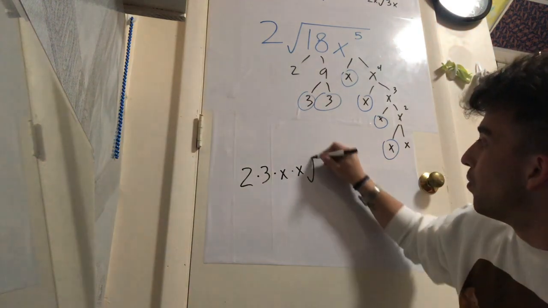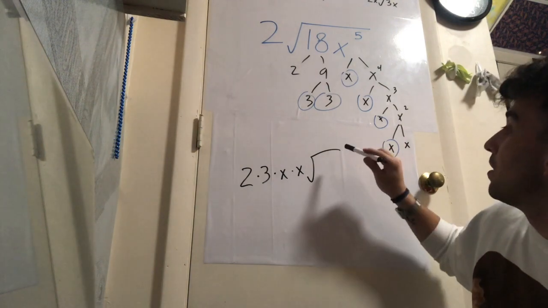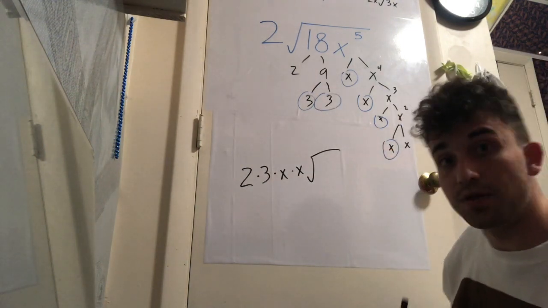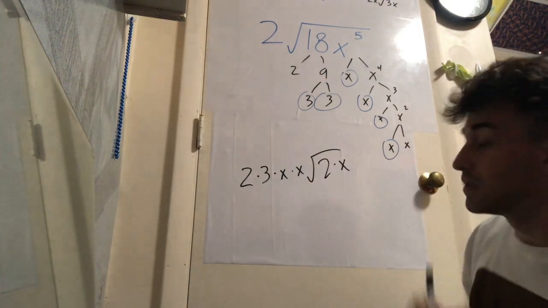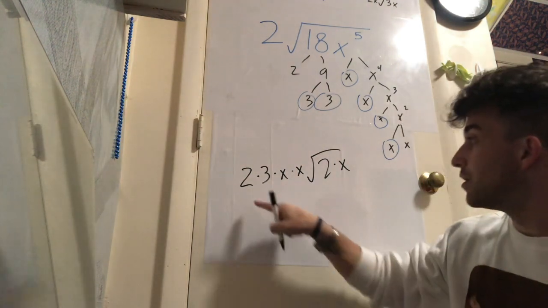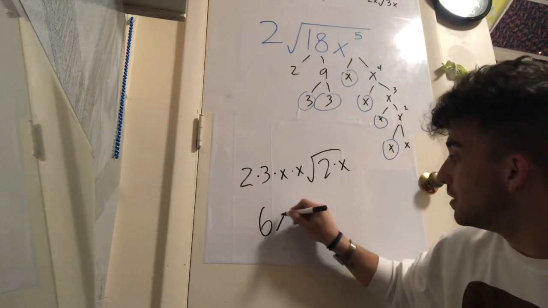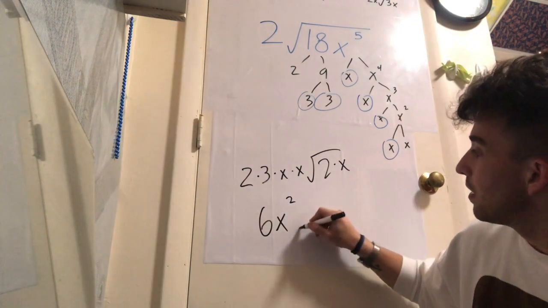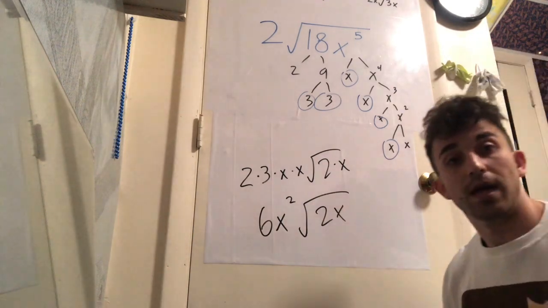and then we got to see what is left inside. We have this other 2 that's still there, 2 times, and this other x that is still there. So if we simplify all of this, we're going to have 2 times 3 is 6, x times x is x squared, and then our radical sign and inside is 2x.